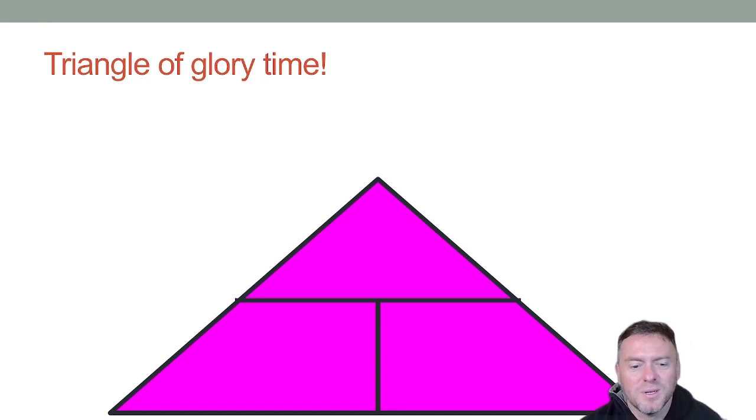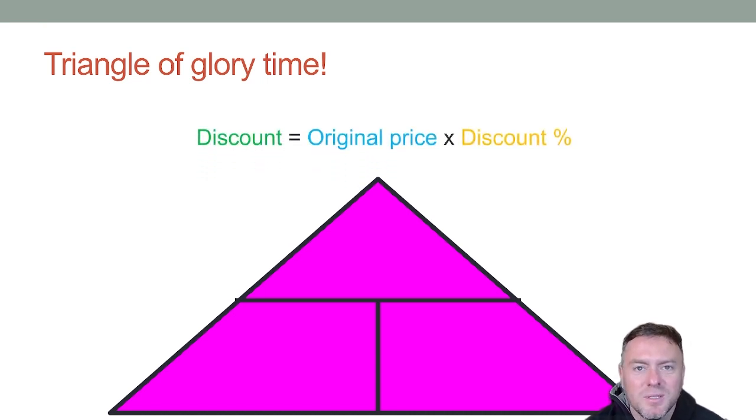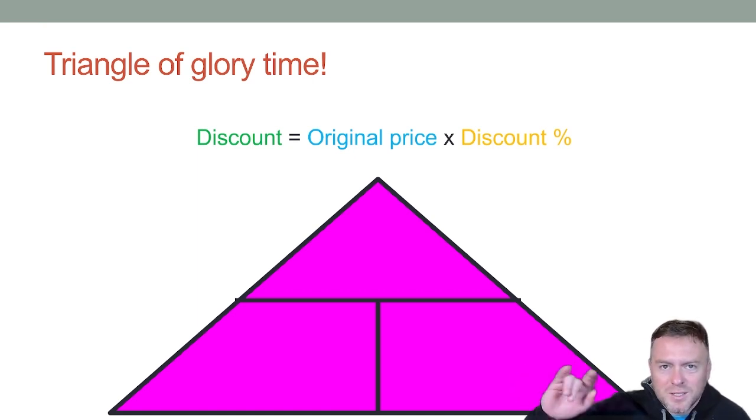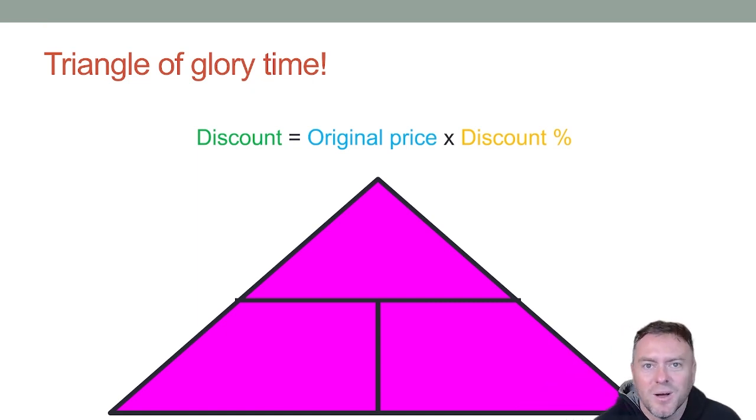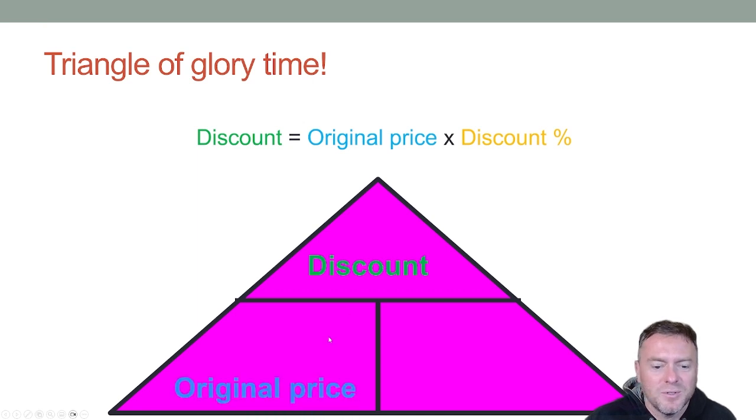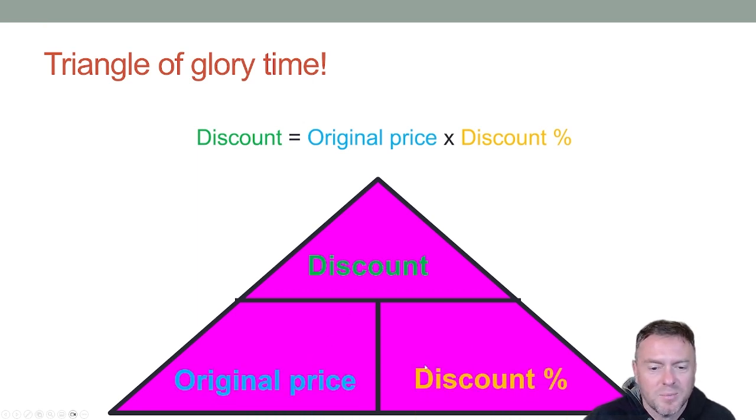So this is the little trick that I use sometimes, is filling in the blanks with this. So if you ever have a function with two variables that are multiplied by each other, this triangle works all the time. Now, originally, I usually use this with speed. So speed equals distance over time, and you can fill in the blanks. But in this case, we can put the discount up the top here, and discount equals the original price times the discounted percent.